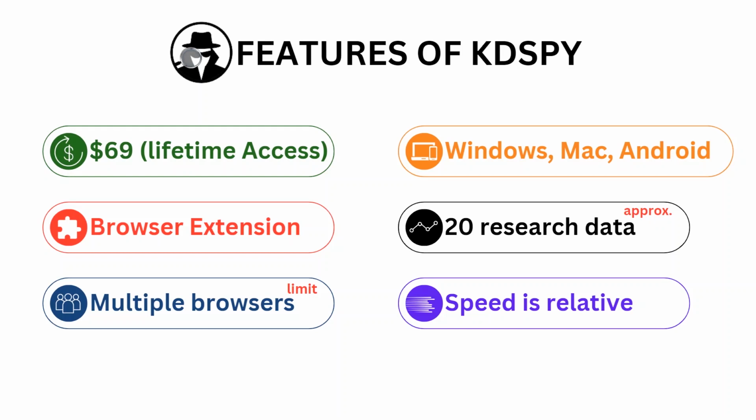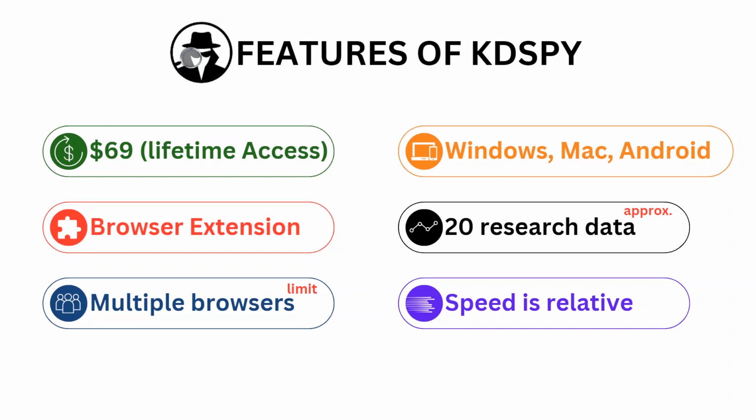But it has a limit. If you misuse it, I'm sure they're going to terminate your access to the tool. It can work on Windows system, Mac system, and Android system. KD Spy gives around 20 research data, talking about the keywords, the pricing, the BSR, and so on, which you can make your own research from.